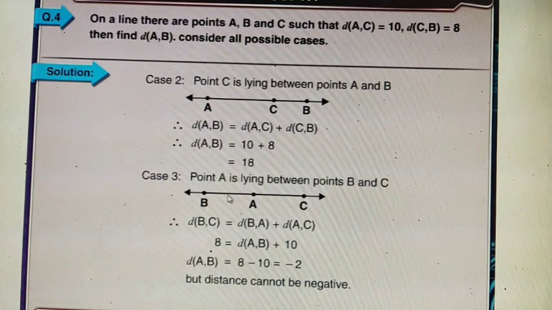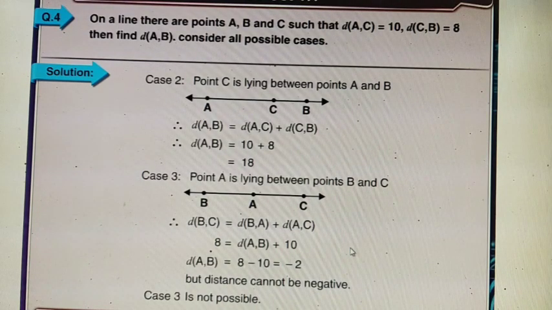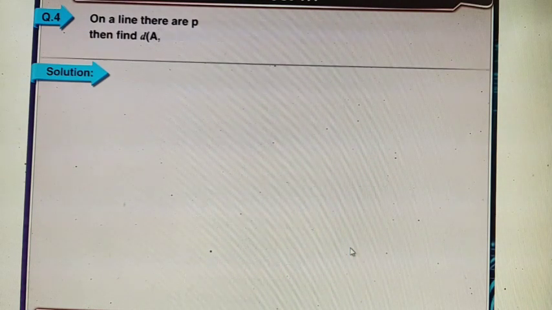Case 3, point A is lying between point B and C. Therefore, distance BC is equal to distance BA plus distance AC. BC's value is given as 8, which is equal to AB plus 10. Distance AB is equal to 8 minus 10, which is equal to minus 2, but distance cannot be negative. Therefore, case 3 is not possible.